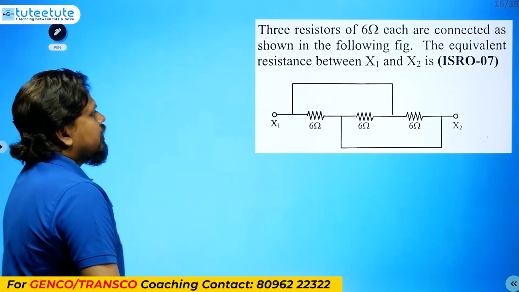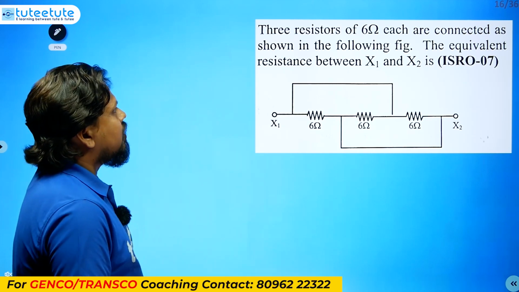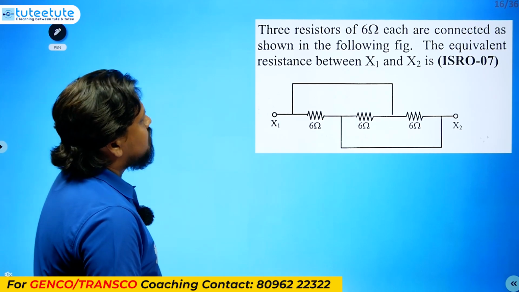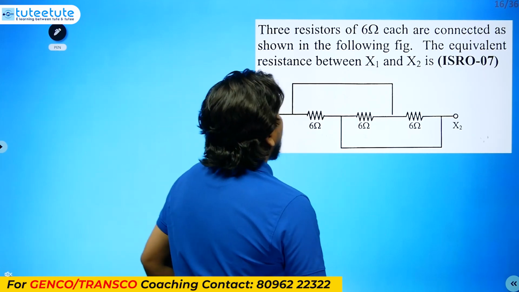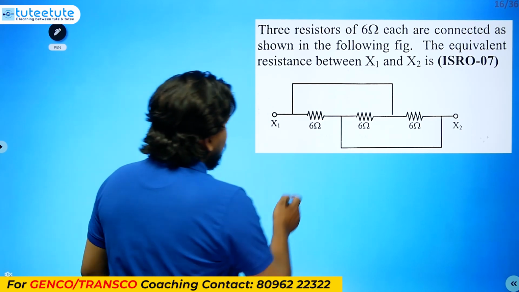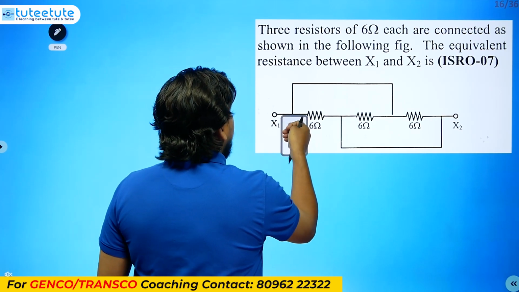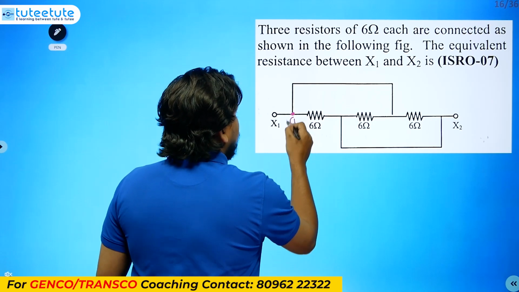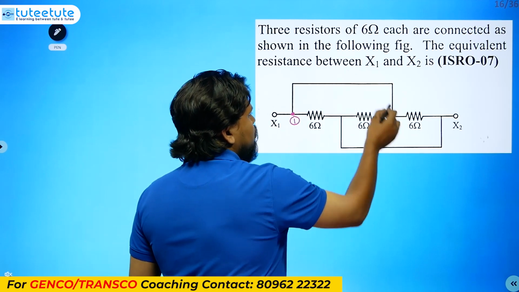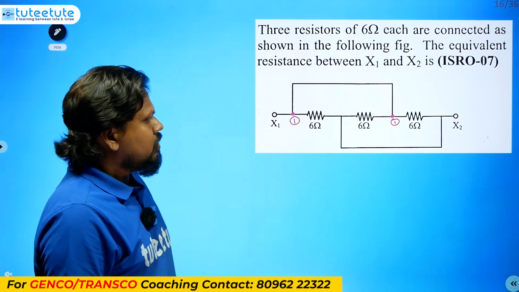The next question: three resistors of 6 ohms each are connected as shown in the following figure. They have given the equivalent resistance between x1 and x2. Let's consider this as x1, which is node number 1. No element is present between these two, so here also it is node number 1 only.